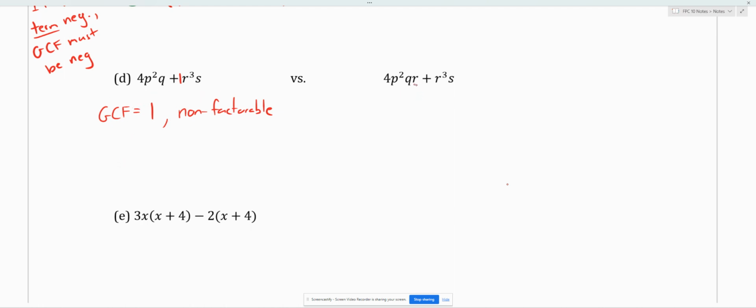Now, this one's really close, but there's one subtle difference: this one does have an R here and it still has the R in the second term. So we changed the first term, there's an R there. Our GCF for our coefficients is still 1, but we do have a common variable, so I can factor out the R and figure out my leftovers. Everything's going to stay the same except I've taken one R out of each term. So I have 4p squared q, that R has been factored out, and then I have r squared instead of r cubed times s.